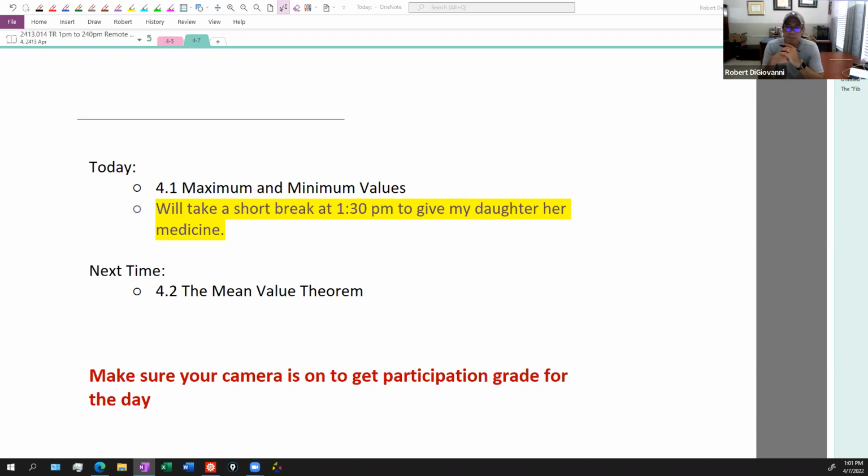Got some material to cover here, starting chapter 4 today. So we're done with L'Hopital's rule, all that limit stuff. So we're going to do 4.1, maximum minimum values.